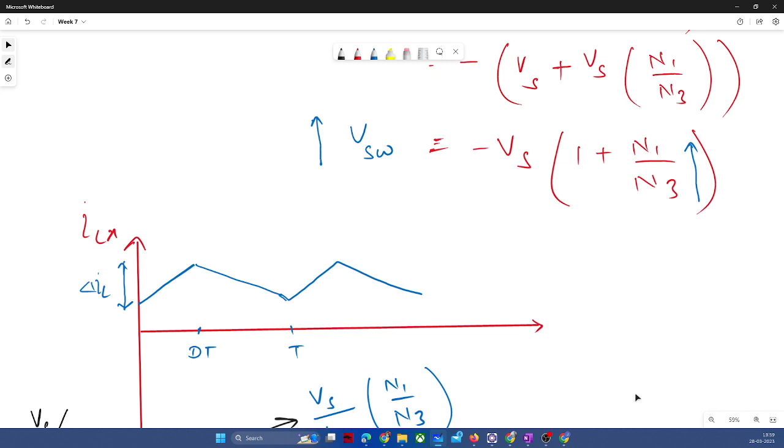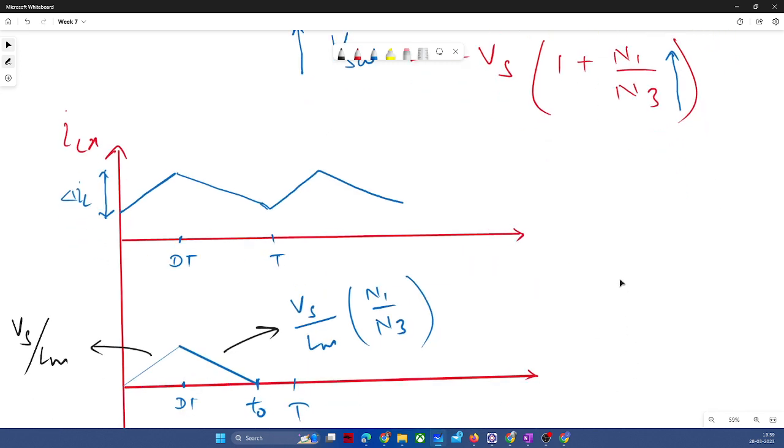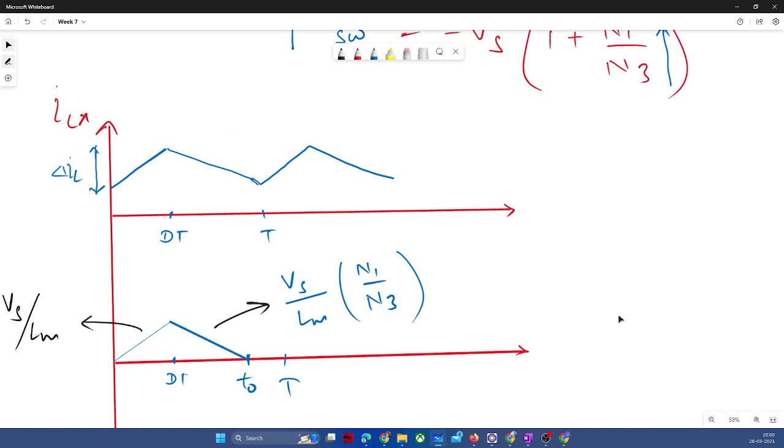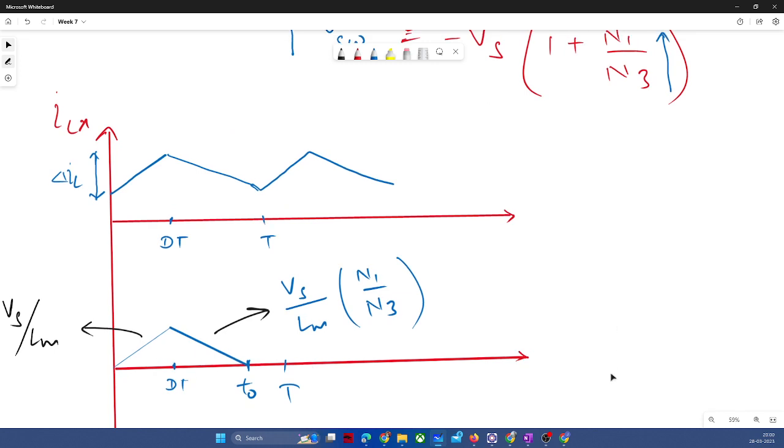And the diode rating will be reduced. Diode rating will be reduced now.